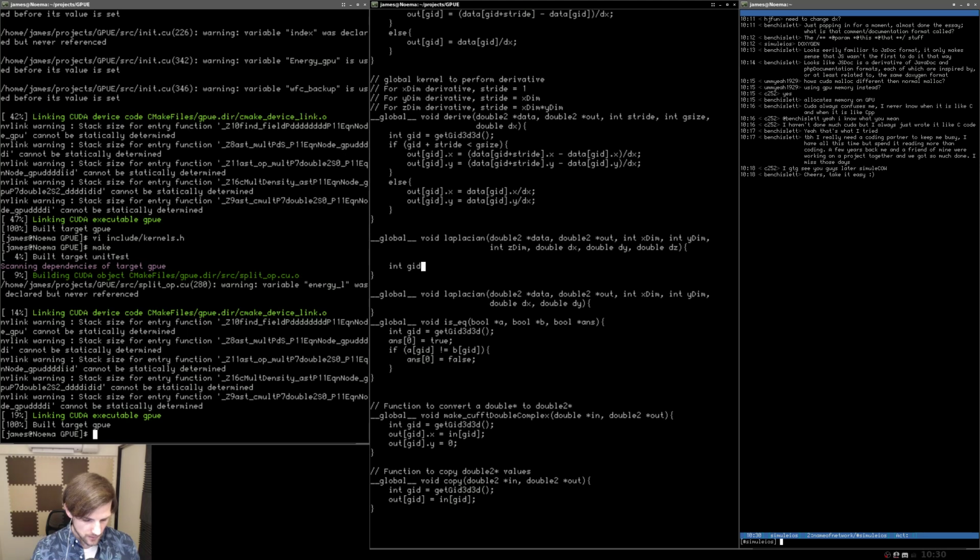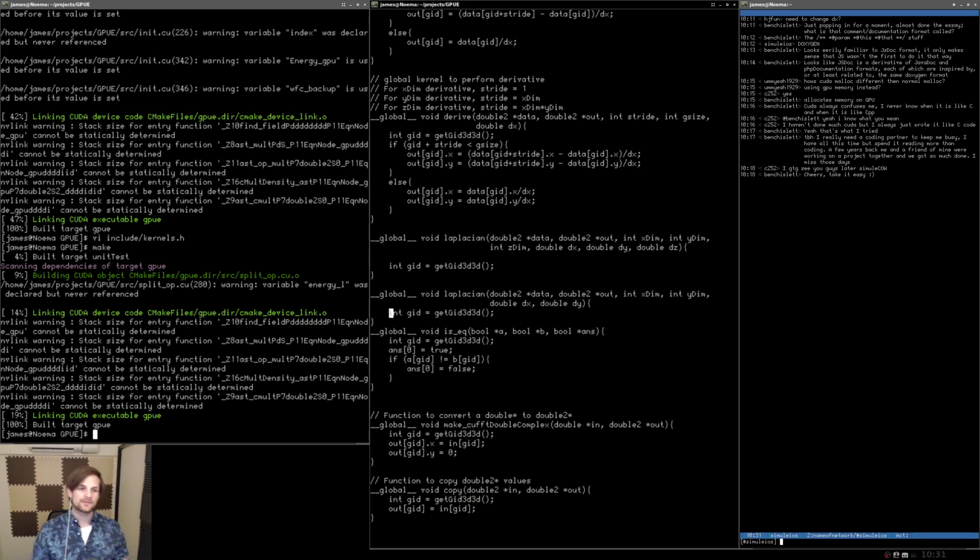Int gid is equal to get gid 3d here. Okay, let's go ahead and yank this and paste it down here. So this is the thing that allows us to get our grid ID that we're on. And now we basically have to perform a derivative for each of these guys according to, you know, actually maybe it's best to make this just a host function. Maybe we don't even need to put this on the GPU, because we're just passing around GPU memory anyway.